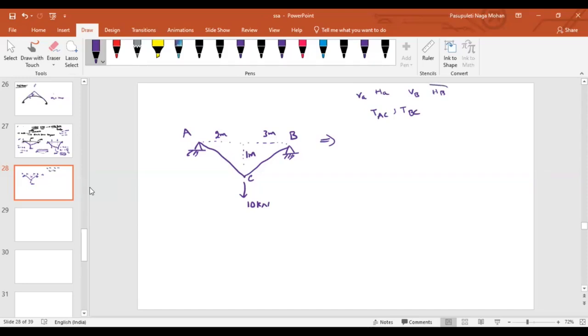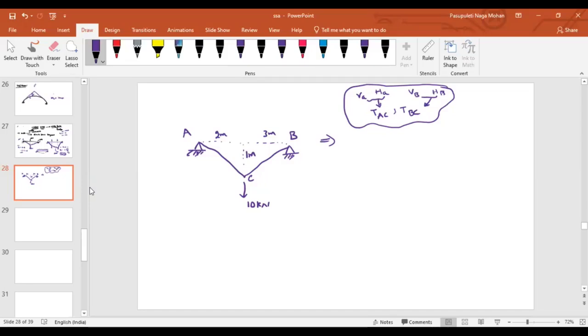First of all, tell me, can I correlate any of these quantities? Can I correlate these two and this? Can I correlate these two and this? How are the forces transforming through support A? Is this 10 kilonewton directly transforming, or is it transforming to cable AC? Cable AC, sir. Cable AC, right?